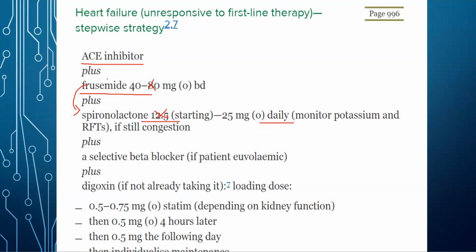Now you don't need to remember the dose. So just remember the name of the medication. So ACE inhibitor doesn't work, then the next one is furosemide. Doesn't work, next one is spironolactone.